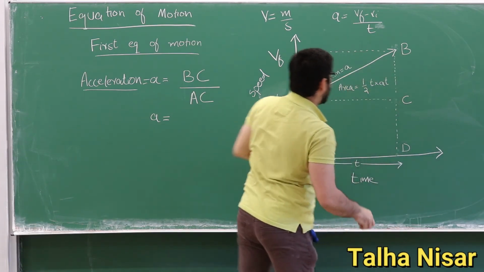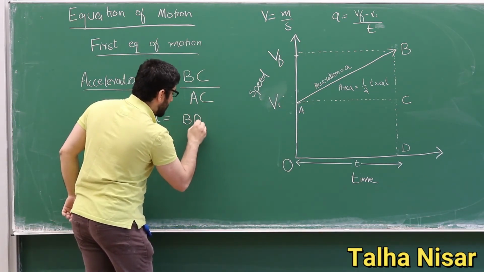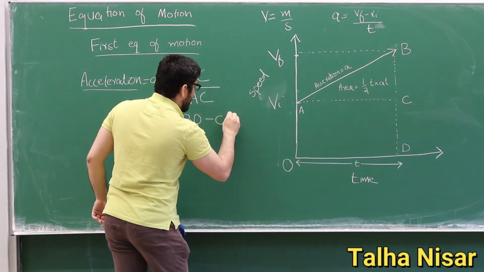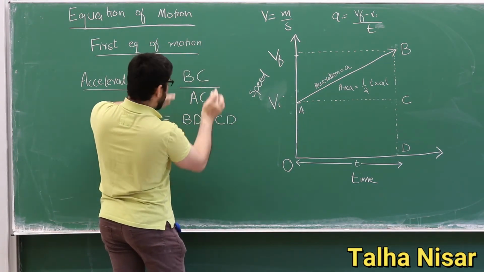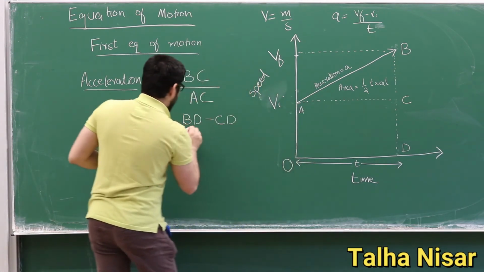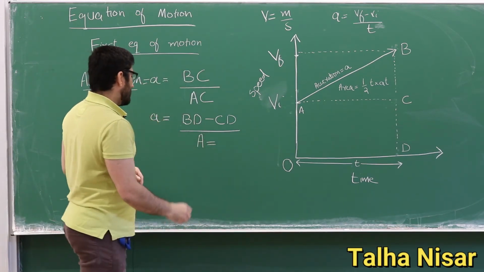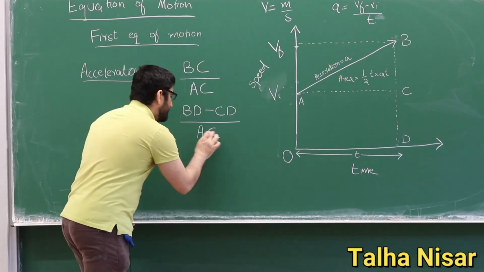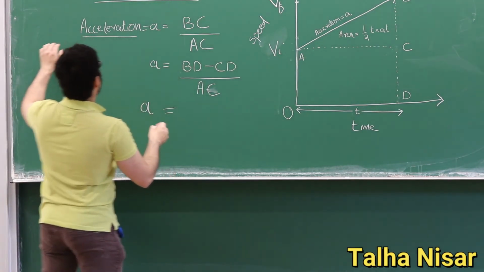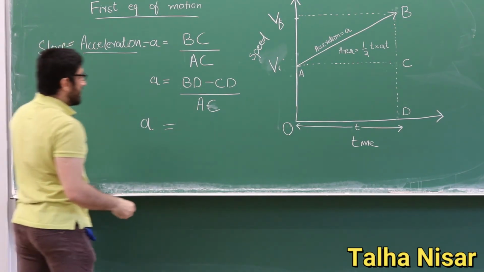So we can replace BC by BD minus CD. It's the same thing, just in other words. So we have the acceleration, or the slope of the line, equals BD minus CD divided by AC.